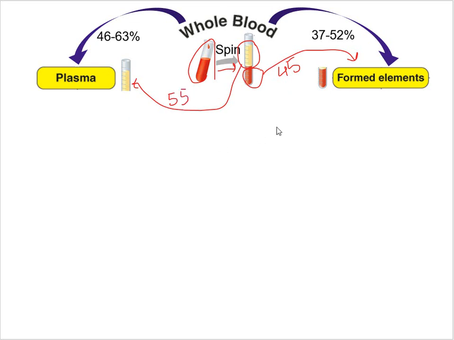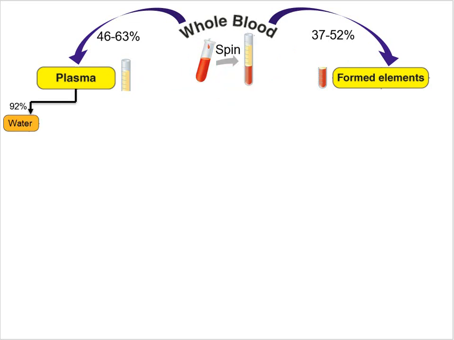So now we're going to discuss what the plasma consists of. So what are the different things that are in the plasma? Plasma is a complex mixture of water, proteins, nutrients, electrolytes, waste products, hormones, and gases that we're going to look at.